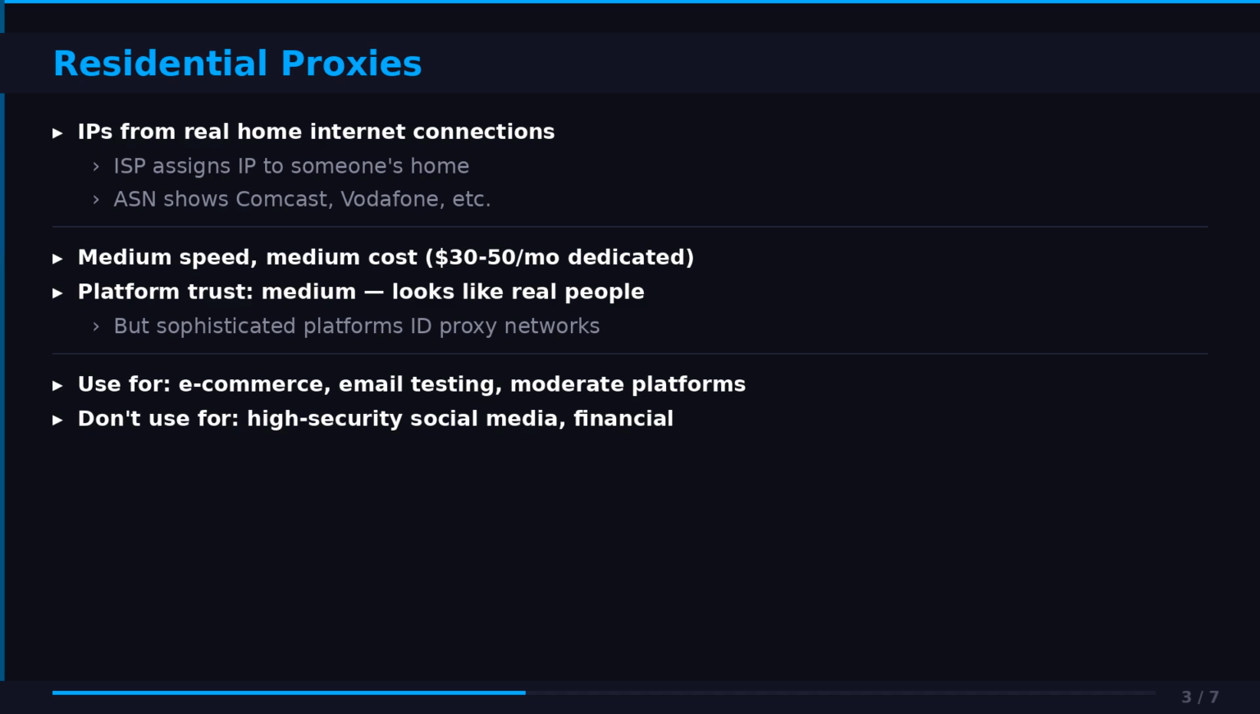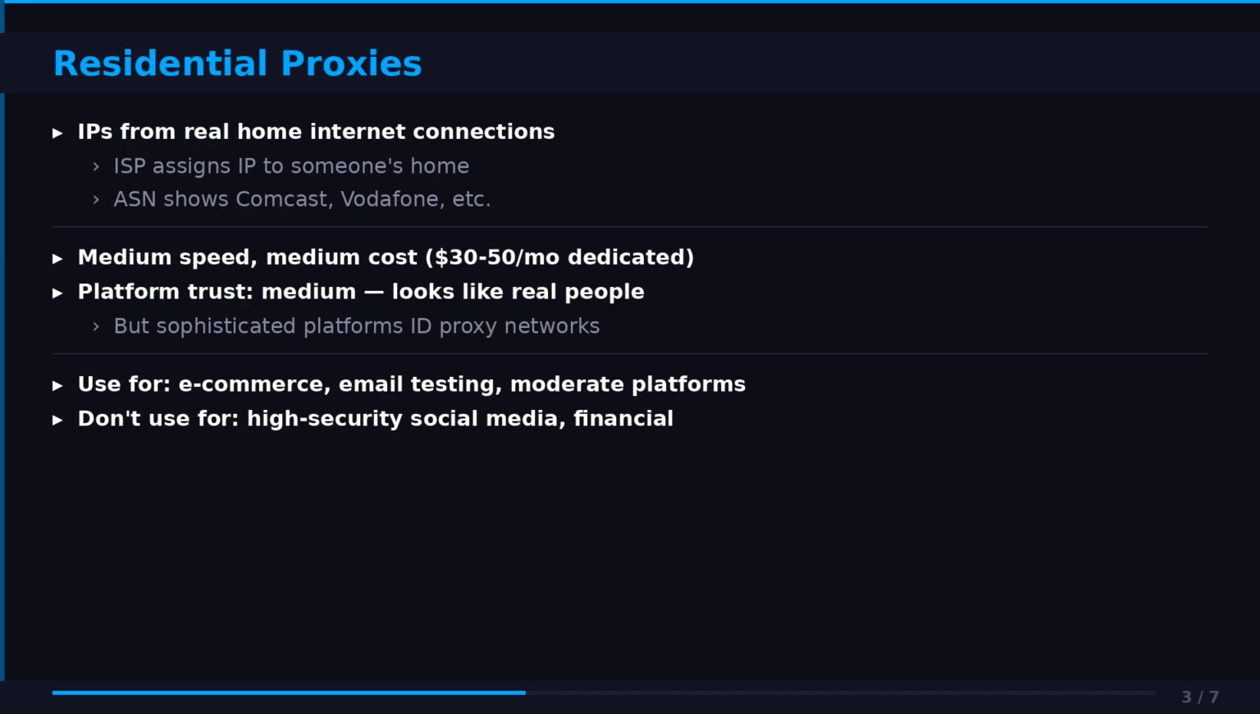Platforms see this and think, okay, probably a real person. But here's the thing. Sophisticated platforms have identified residential proxy networks. They know the IP patterns of known proxy networks. So while residential proxies look better than data center, they still show as proxies to platforms that know what to look for. Speed is medium. You're routing through a home connection, so it's slower than data center but faster than mobile. Cost is medium. Residential proxies cost $30 to $50 per month for a dedicated IP, or they are sold on a per GB basis at varying rates.